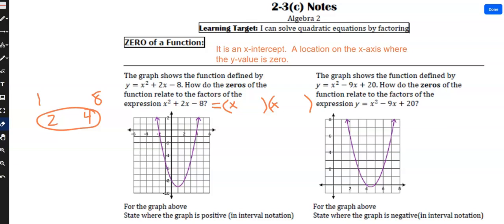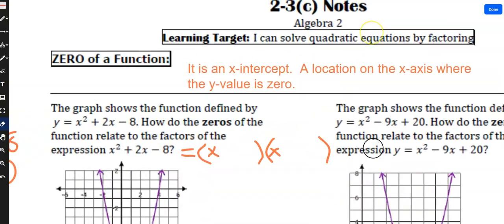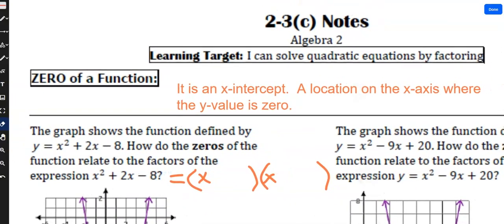All right, first of all, we're going to be solving quadratic functions by factoring. And we want to understand what a zero of a function is. First thing is our definition of a zero. It's an x-intercept. It's a location on the x-axis where the y value has to be 0, because every point on the x-axis has a y value of 0.